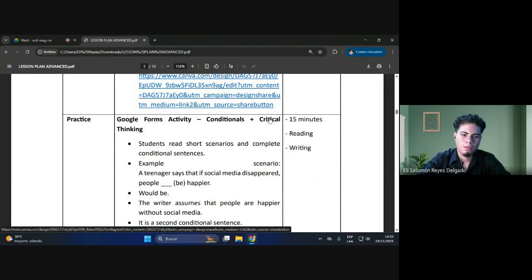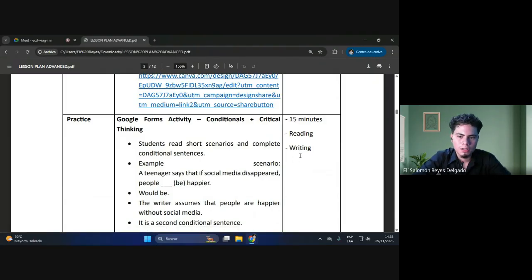Now, on the other hand, we have the practice part. In this part, we are going to use the Google Forms platform, using conditionals plus critical thinking with our students. For this activity, we have 15 minutes to develop this stage, and we are going to put into practice with our students the reading and writing skill.